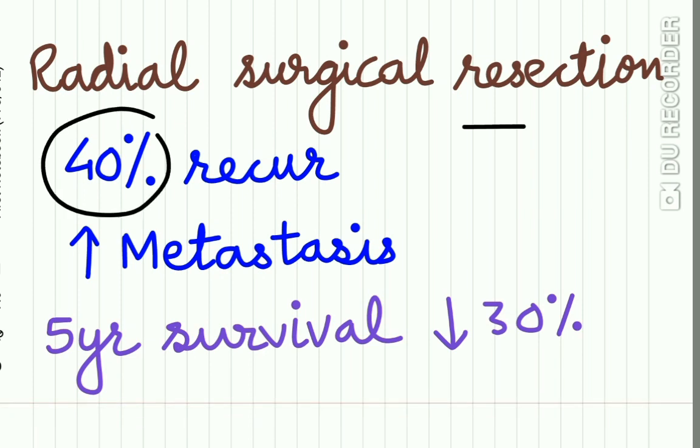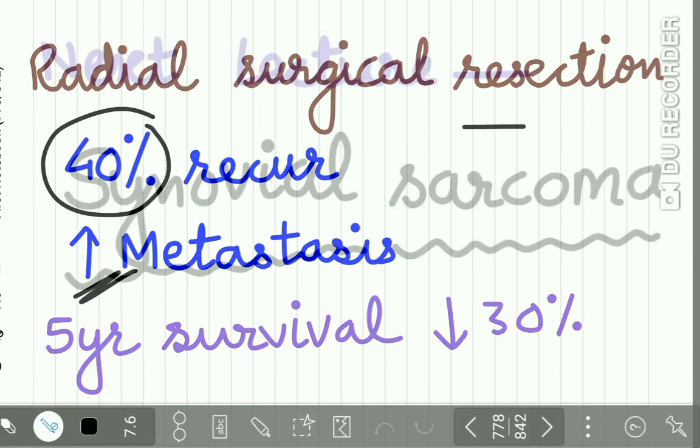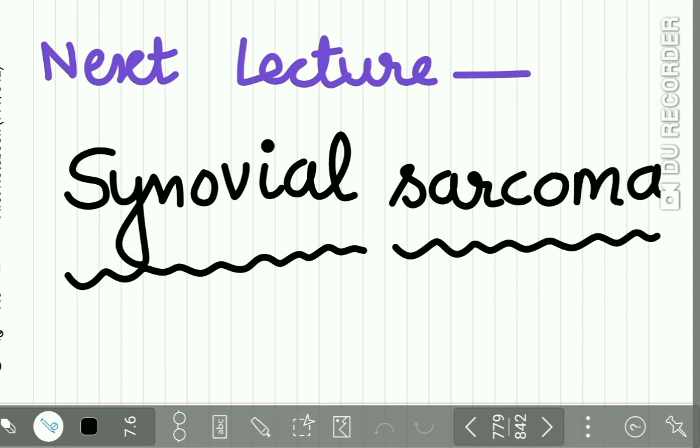There is a 40% rate of local recurrence of this tumor, and there is an increased rate of metastasis. The 5-year survival rate of the patient is less than 3%. So here we complete the discussion on malignant fibrous histiocytoma.